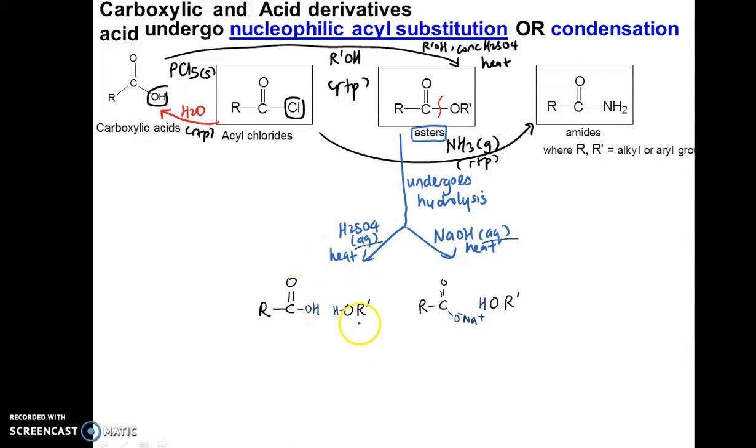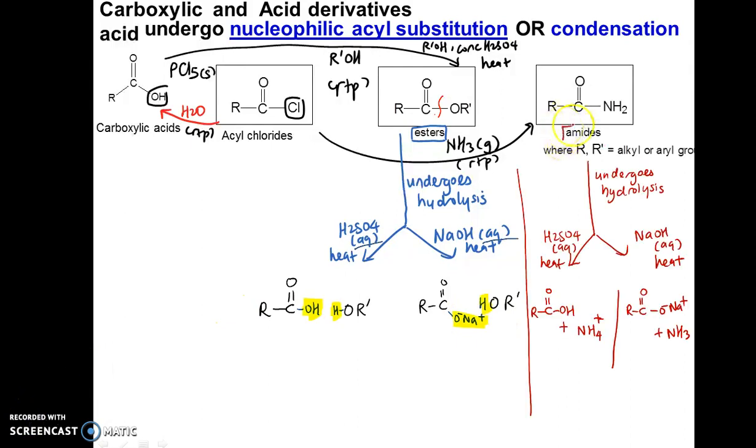Then I'm going to get this carboxylic acid and alcohol in acidic hydrolysis. In base hydrolysis, I'm going to get the salt of the carboxylic acid and alcohol. Remember, alcohol is neutral. Okay, so over here on the right, I summarize what we have just discussed. For amides, it undergoes hydrolysis. Again, either acid or base catalysis.